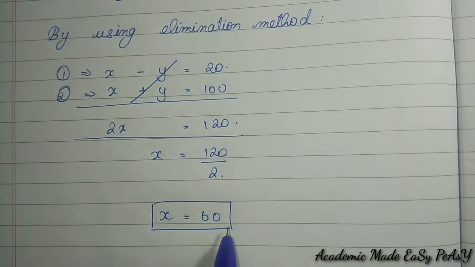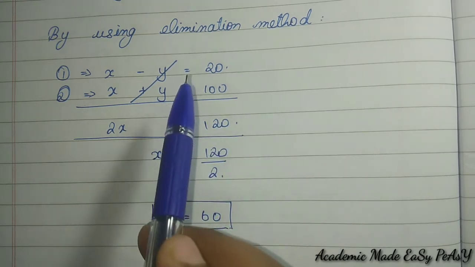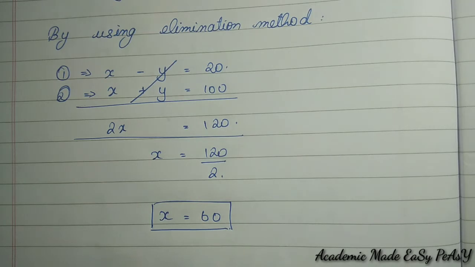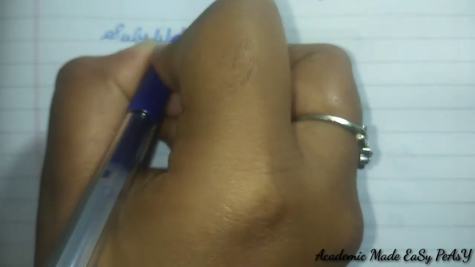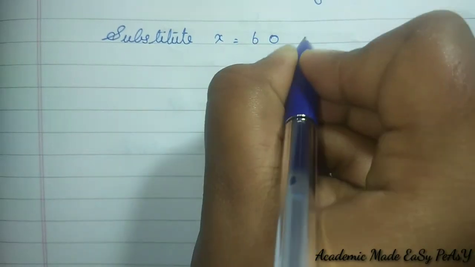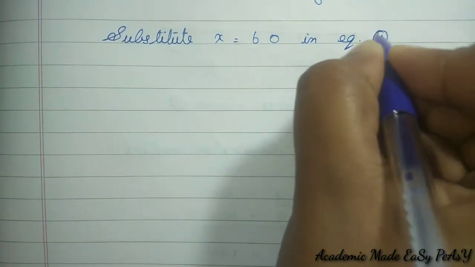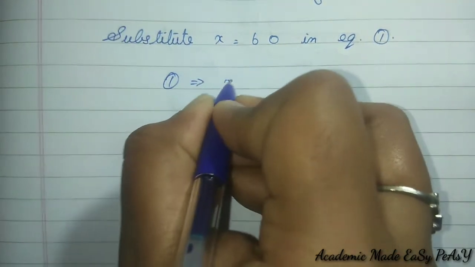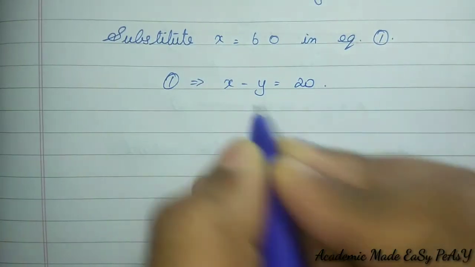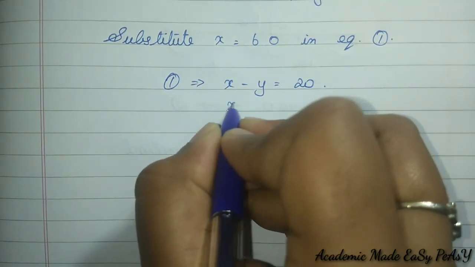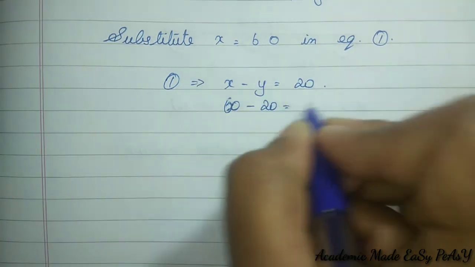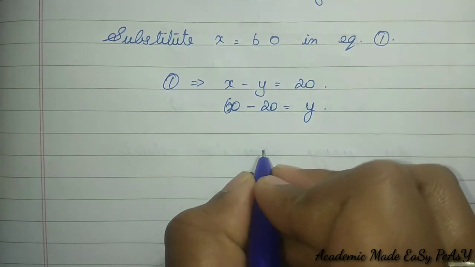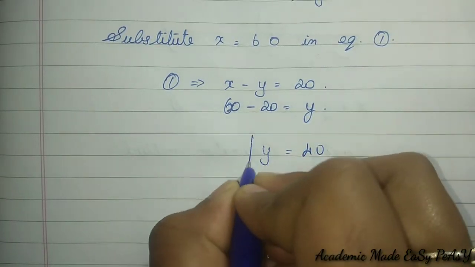So now I will be substituting the value of x in any one of the equations. Let me substitute in equation 1 and find the value of y. So substitute x is equal to 60 in equation 1. So my equation 1 implies x minus y is equal to 20. So x is 60, so 60 minus 20. I'm just taking this side, and I am taking y this side. So here I will have y is equal to 40.